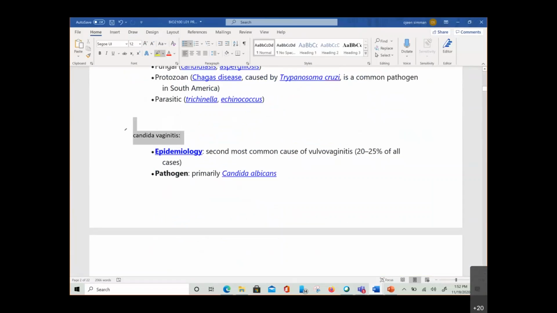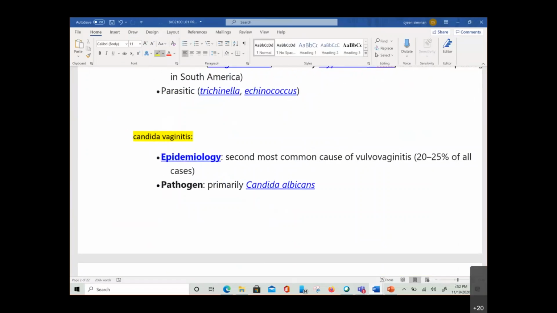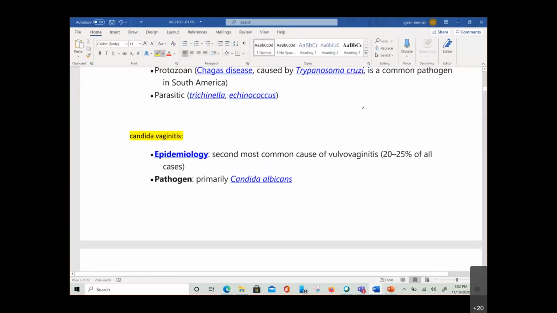Okay, now we're gonna get into candida vaginitis. So now we're gonna talk about the different types of vaginitis infections. Candida vaginitis. So this is Candida albicans, the second most common cause of vaginitis. Candida albicans is a fungus, and it's the second most common cause of vaginitis.